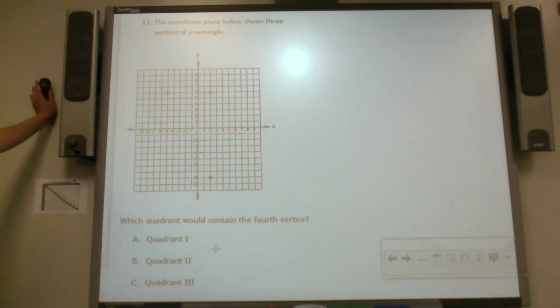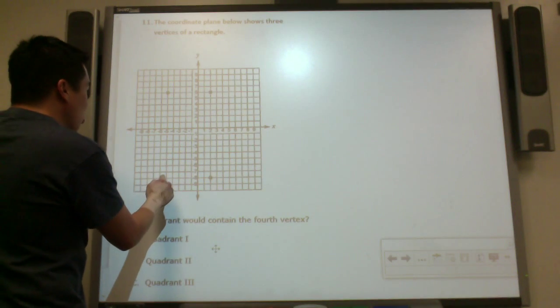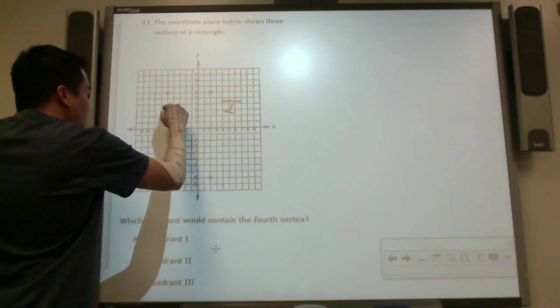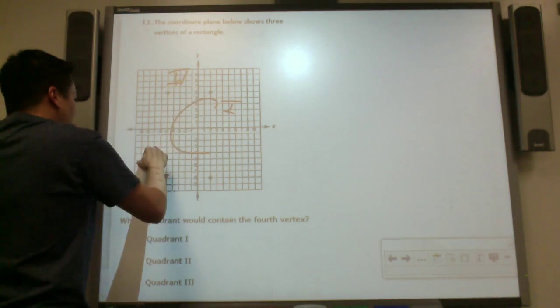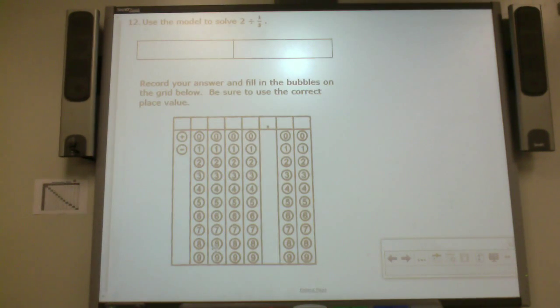Number 11. The coordinate plane below shows 3 vertices of a rectangle. Which quadrant would contain a 4th one? Hey, they forgot this one. 1, 2. Quadrant 3 is what they forgot. C is the answer.